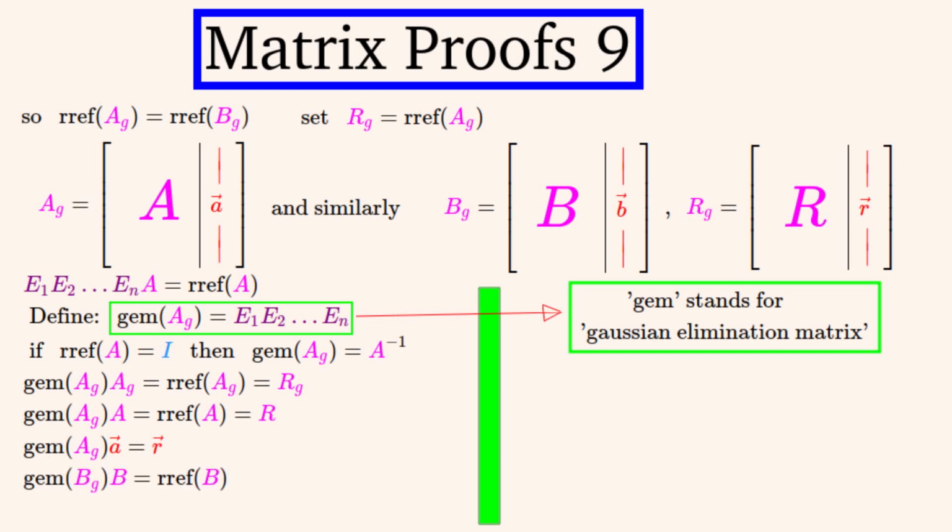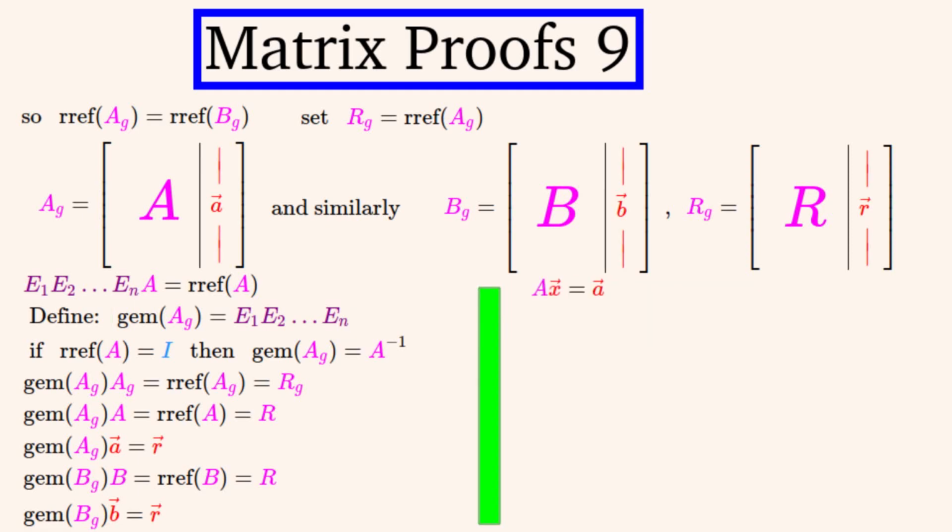We can similarly multiply B on the left by its Gaussian matrix to give us the reduced row echelon form of B, which will give us R, because that's what we've set R to be equal to. And multiplying the last column of B on the left by this Gaussian matrix will give us the last column of R, called little r.